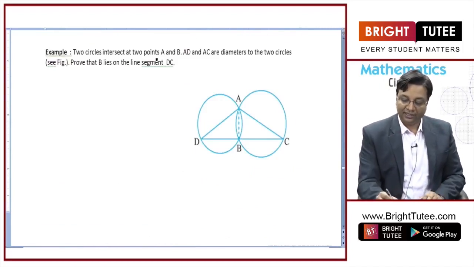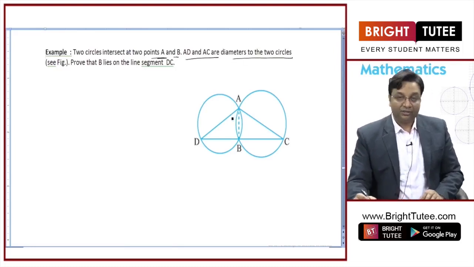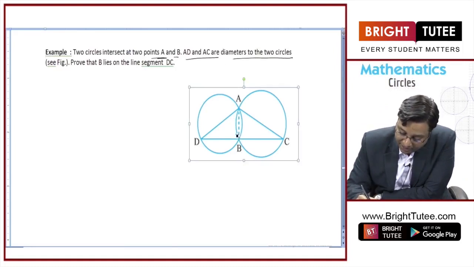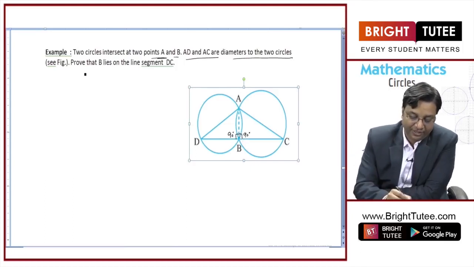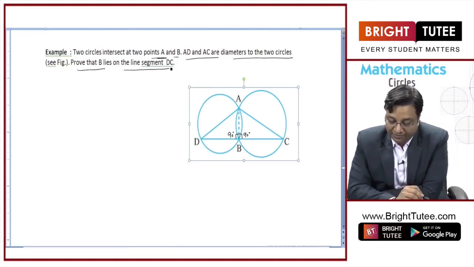Two circles intersect at points A and B. AD and AC are diameters of the two circles. Whenever I see a diameter, I know that this angle, the angle in a semicircle, is going to be 90 degrees. And AC is also a diameter, so this angle is also 90 degrees. Prove that B lies on the line segment DC.